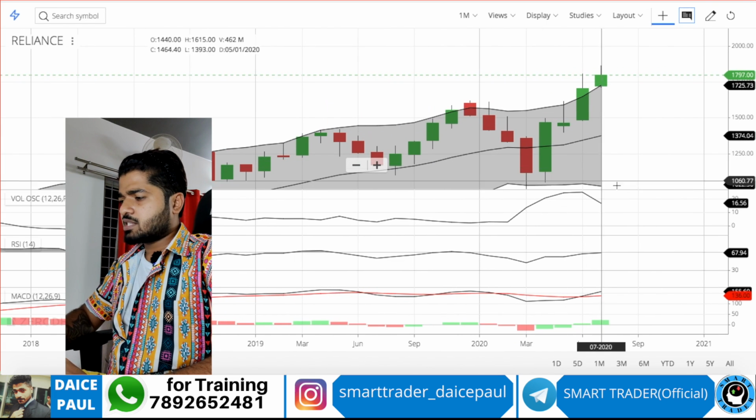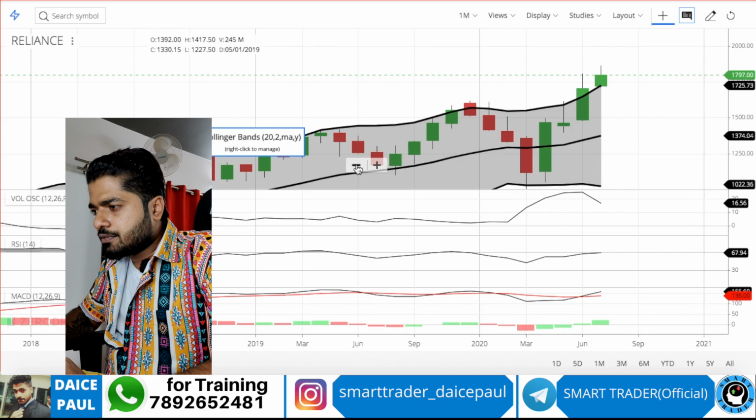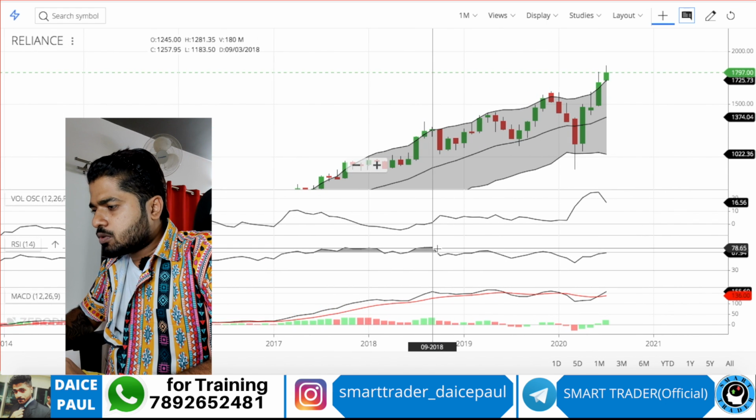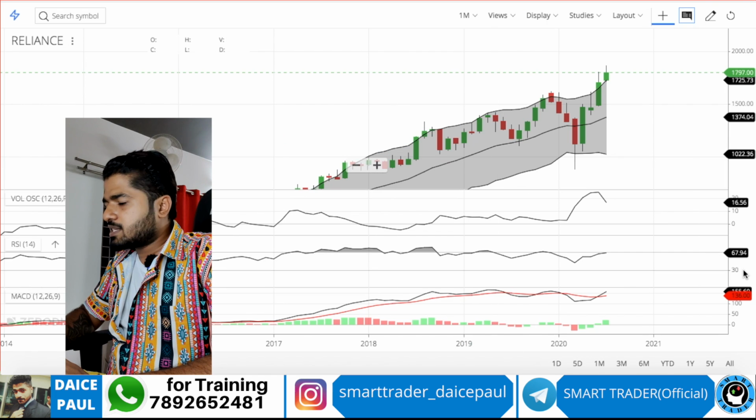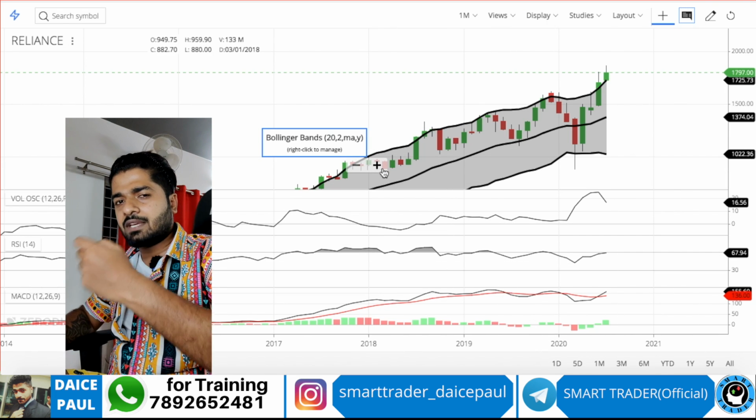So 1 month is already 67. So it has a chance to go up to 70. Previously, if you see the levels of Reliance, it has gone up to 78, 80 and so on. So currently it is 67. Therefore, seeing its past performance, it has a tendency to go up to 78, 80.